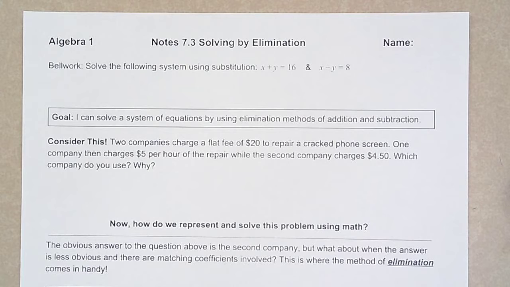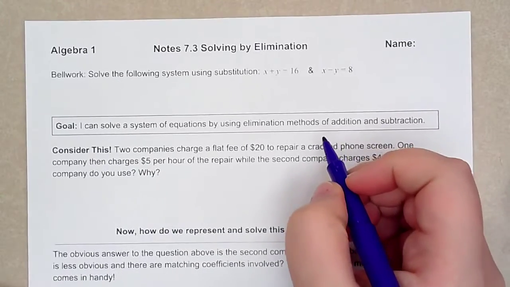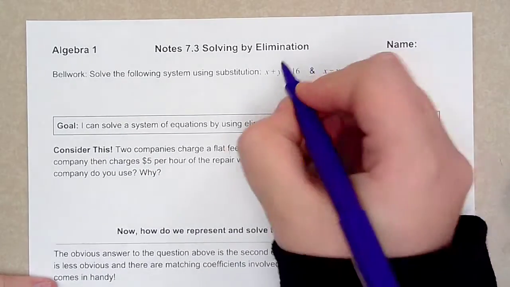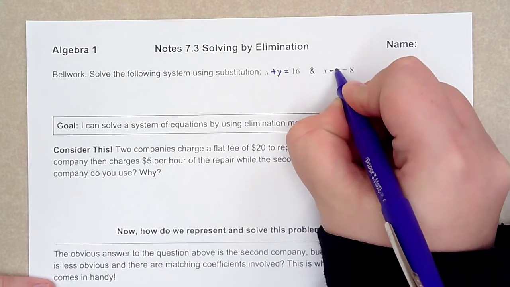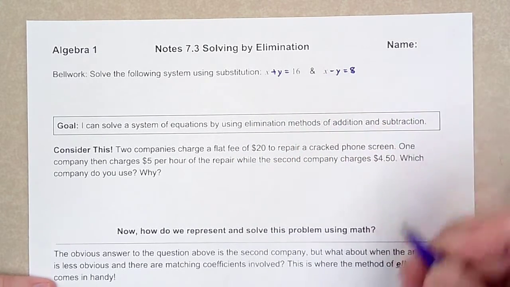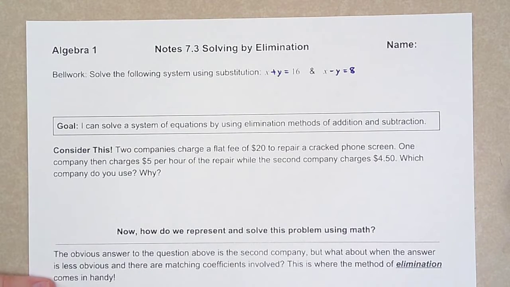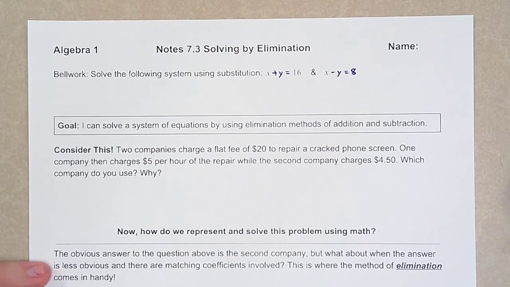Let's review because we should be well-rounded individuals that know how to use all of the tools in our tool belt. If I give you this one, solve the following system using substitution. We've got x plus y equals 16 and x minus y equals 8. Go ahead and give that one a go, try it on your own, and then come on back and we'll do it together.